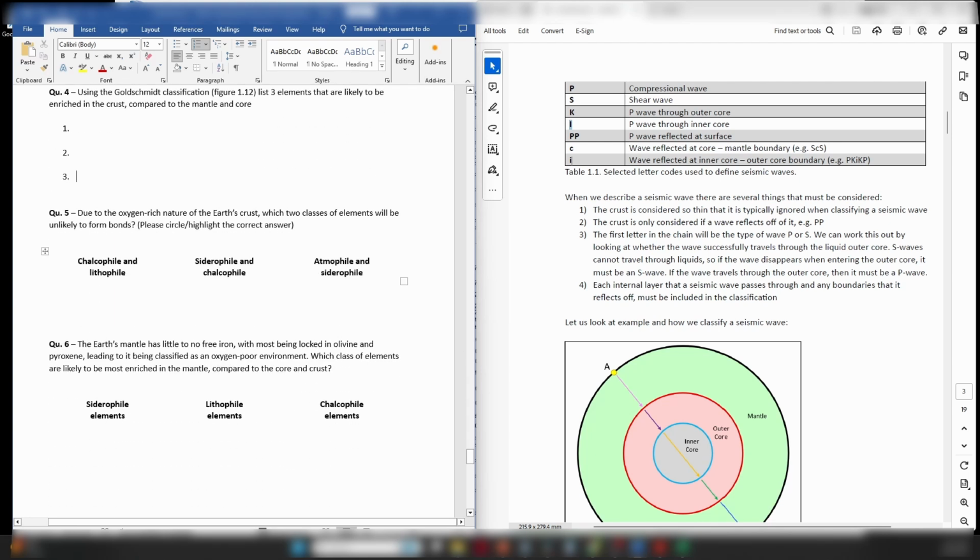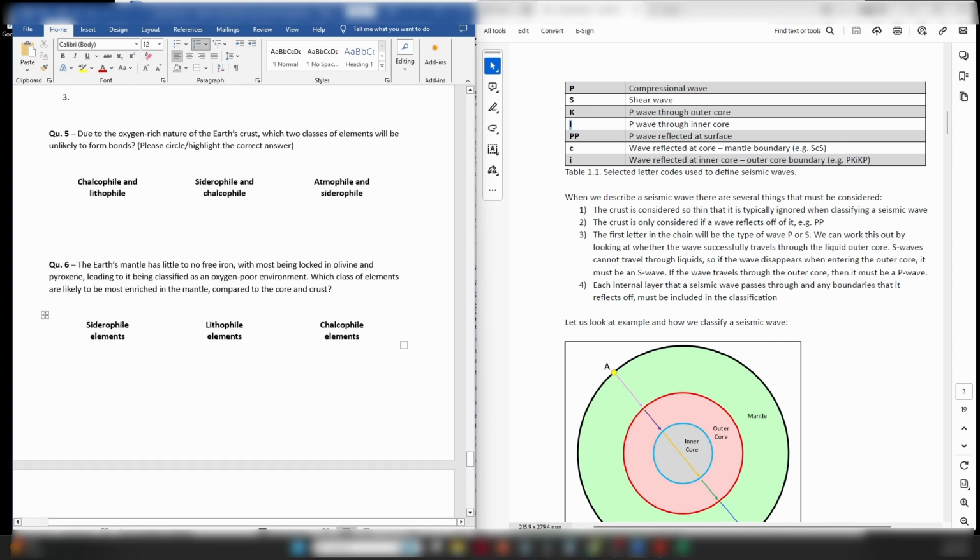Now in question 5, due to the oxygen-rich nature of the Earth's crust, which 2 classes of elements will be unlikely to form bonds? Earlier on in this video, I'd said that there were 2 of the 4 classes that would find it difficult to form bonds if oxygen was present. So you should be able to answer that question.